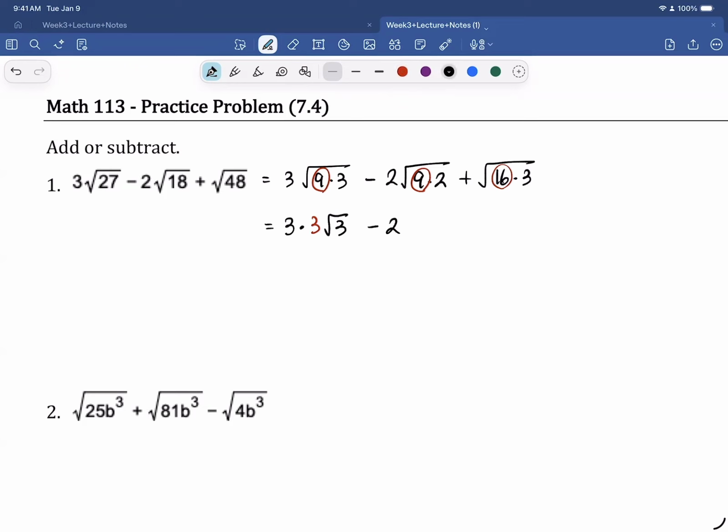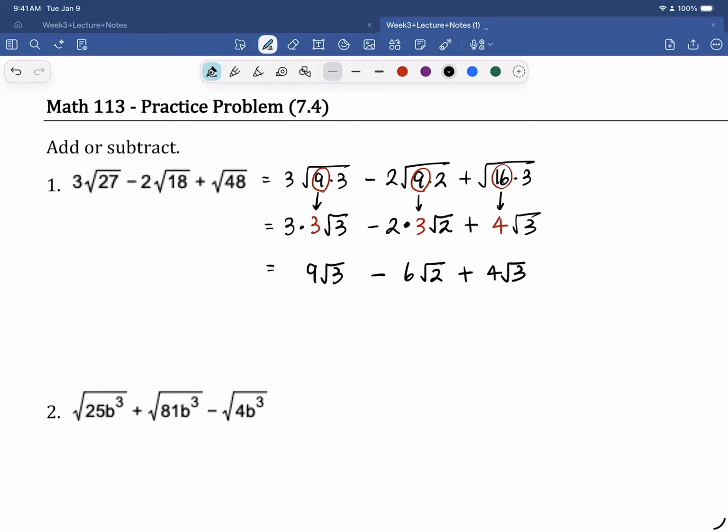Minus 2 times 3 square root of 2 plus 4 square root of 3, right? Okay. And then let's do the multiplication. 3 times 3 and then 2 times 3. So this is 9 square root of 3, 6 square root of 2, and then 4 square root of 3.